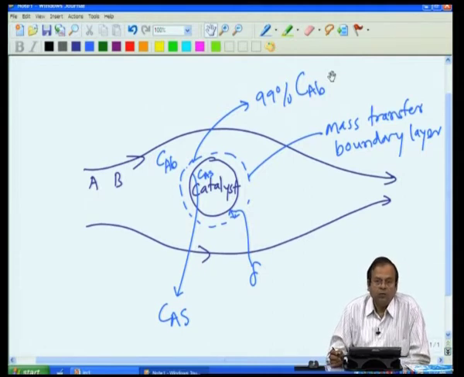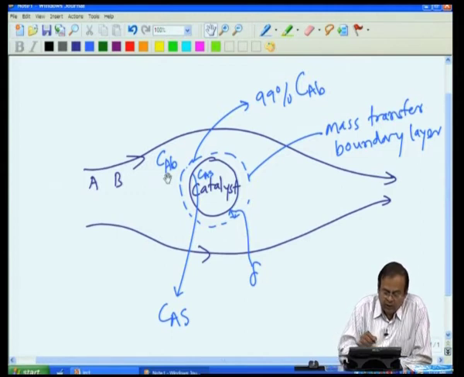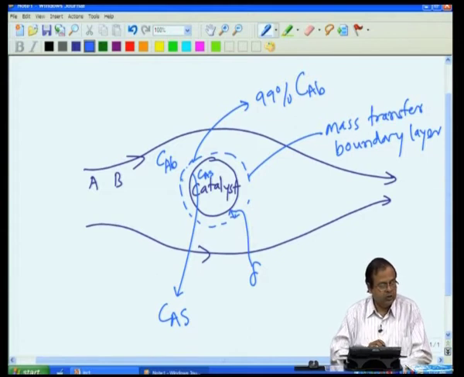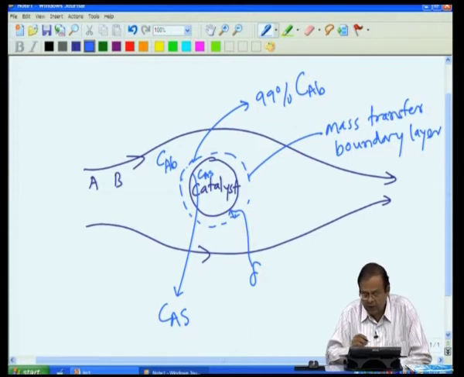So, now we can visualize what is happening as the A moves from this boundary layer. There is a concentration difference, it has to be there. If the concentration difference is not there, then there can't be any diffusion, because the driving force for molecular diffusion is the concentration difference. So, there is a concentration difference, and that is what is resulting in the reaction.